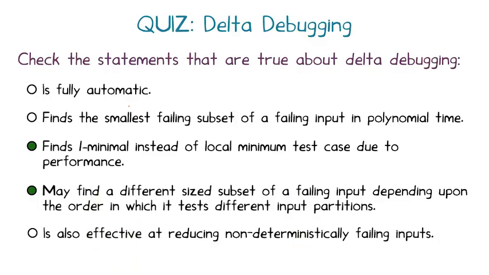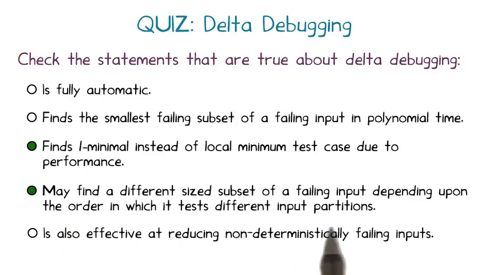Delta debugging finds a one minimal test case instead of a local minimum test case due to performance reasons. This is true. Finding a local minimum, in the worst case, can also take exponential time in the number of changes. Finding a one minimal test case, however, takes at worst quadratic time.